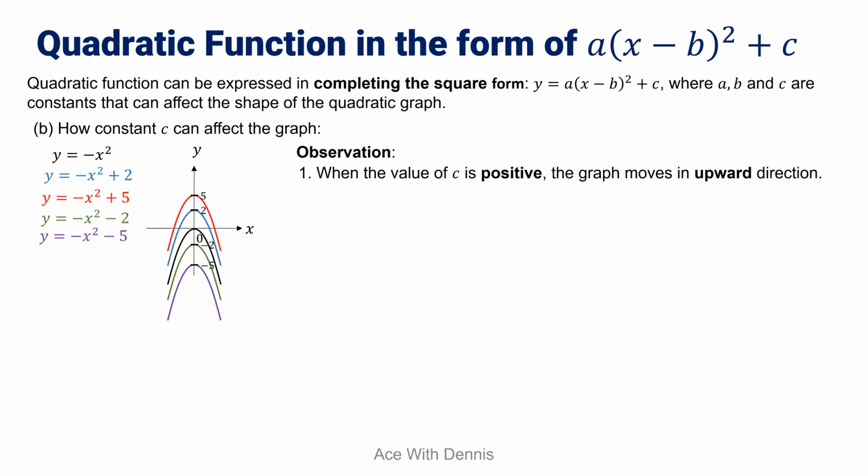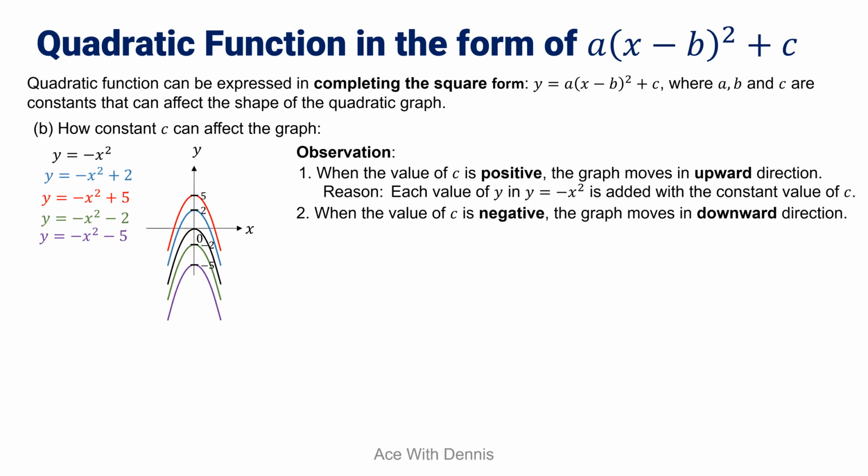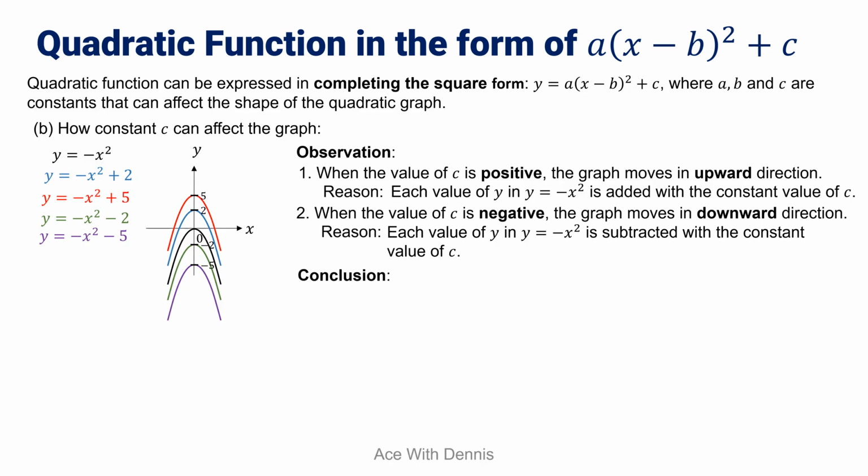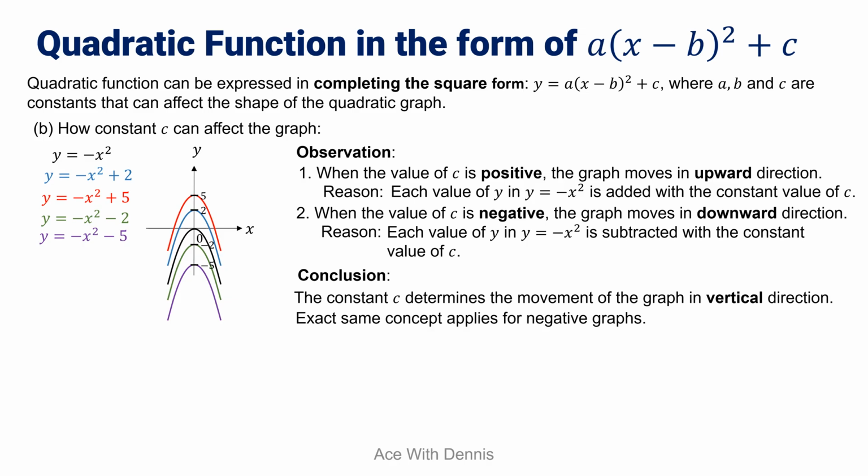So the observation that we can see from these few examples is, number 1, when the value of c is positive, the graph moves in the upwards direction. The reason is because each value of y in y equals negative x squared is added with the constant value of c. Number 2, when the value of c is negative, the graph moves in the downward direction. The reason is because each value of y in y equals negative x squared is subtracted with the constant value of c. So the conclusion that we can make from here is that the constant c determines the movement of the graph in the vertical direction. And as you can see from here, this exact same concept applies for negative graphs.